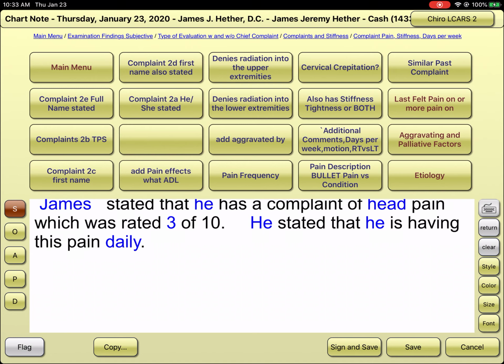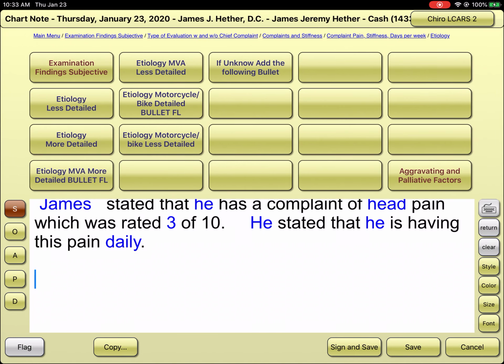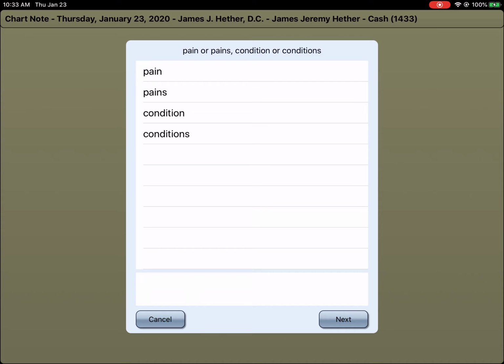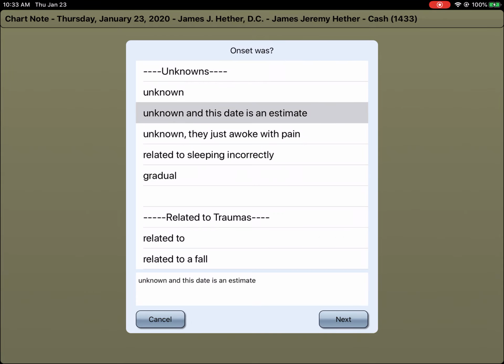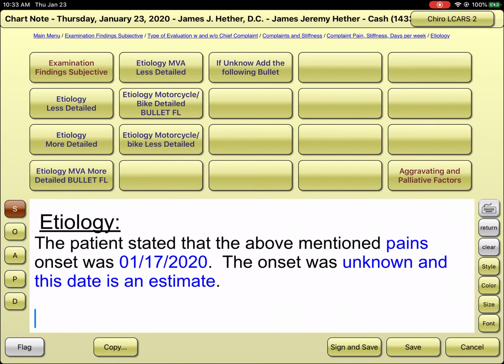From there on the far right, we go to etiology. We don't really know when this began, so it began about a week ago, so we can hit less detailed. From there, for these pains, they began about a week ago, and we can say that the condition is unknown and that this date is an estimate. Beautiful.